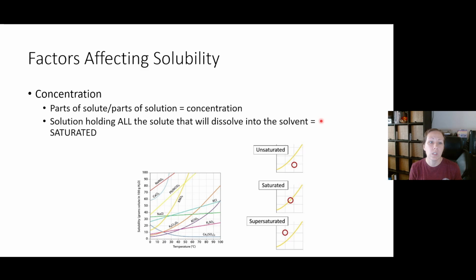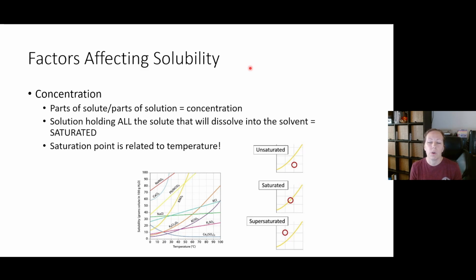Once the solution holds all the solute that will dissolve into the solvent, it is called saturated. At that point, no more solute can be dissolved into that solvent, and that is called saturation. Now, saturation is related to temperature, so the higher the temperature, the more solute the solvent can hold.